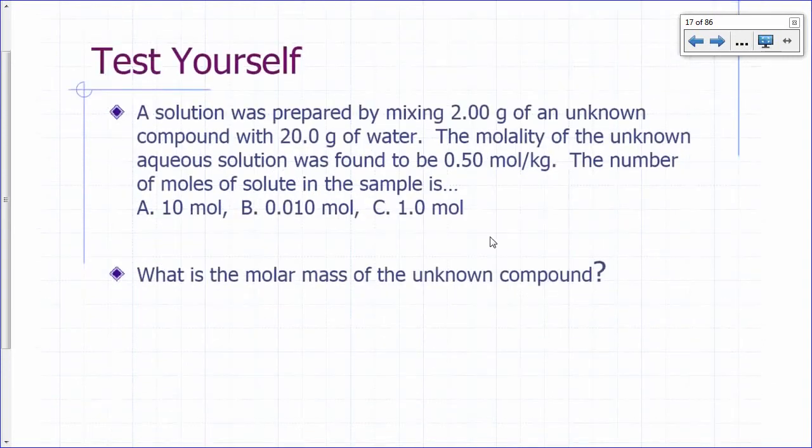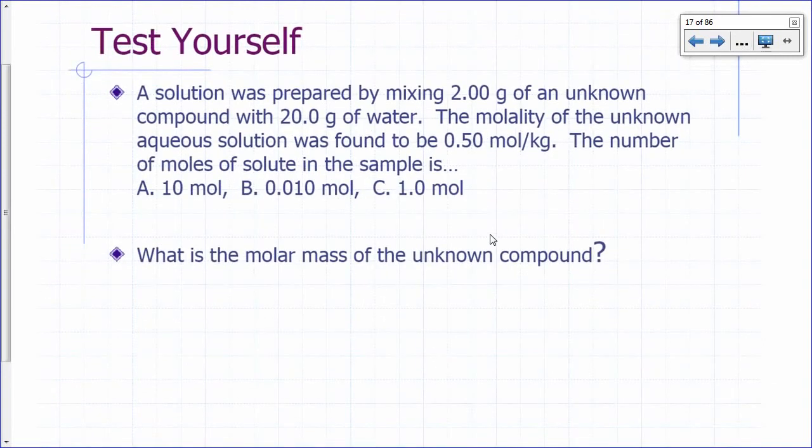Here's an example. A solution was prepared by mixing 2 grams of an unknown compound with 20 grams of water. And then let's say you did an experiment and you found that the molality of the unknown aqueous solution is found to be 0.5 moles per kilogram. How many moles of solute are in the sample?